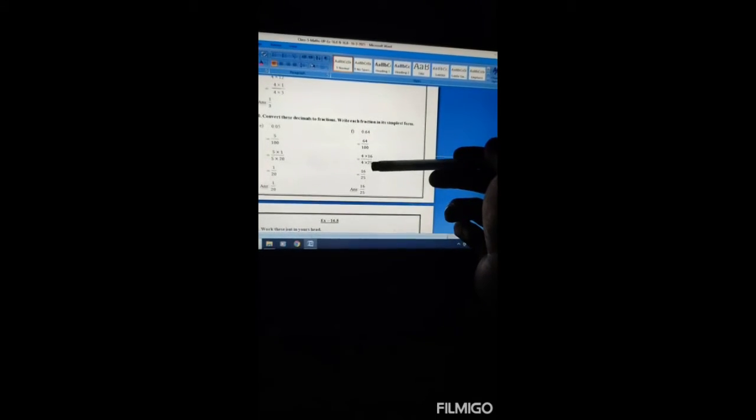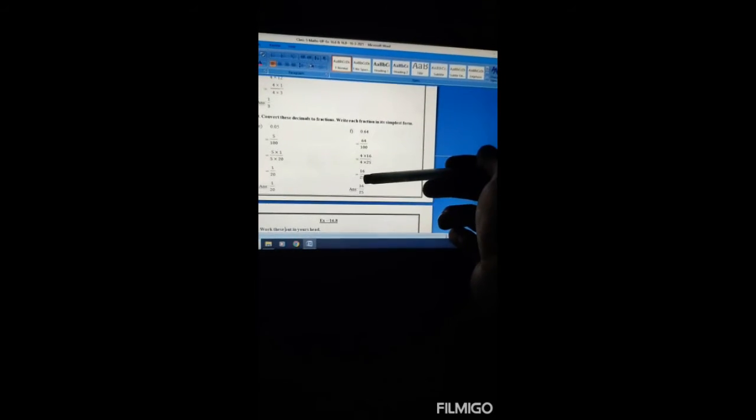Here, 0.64. So 64 by 100, both numbers can be divided by 4. So 4 times 16 is 64. 4 times 25 is 100. So 4, 4 cancel, we get 16 by 25. 16 by 25 is the answer.